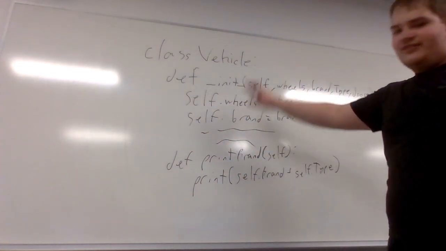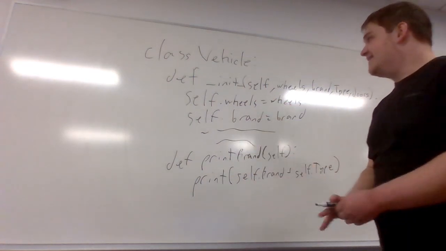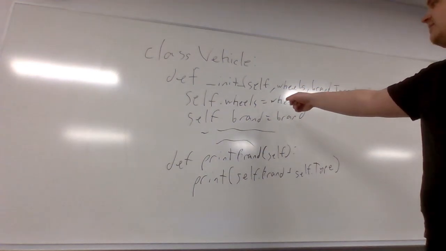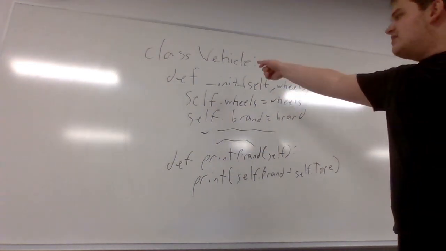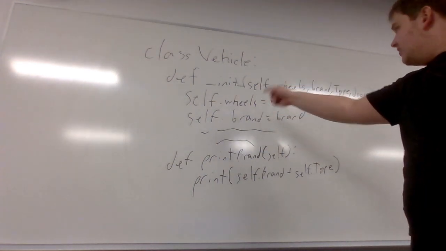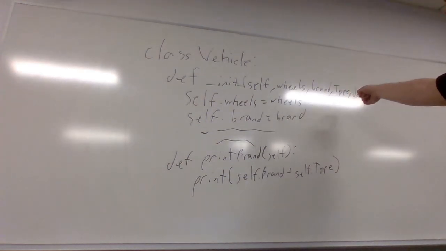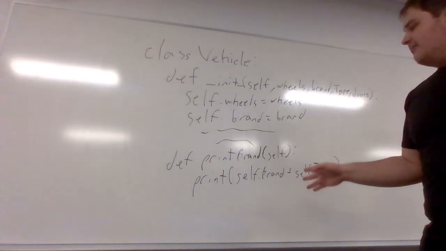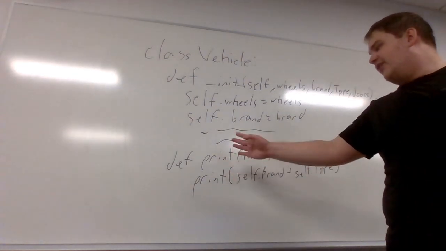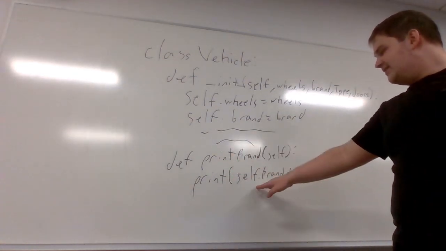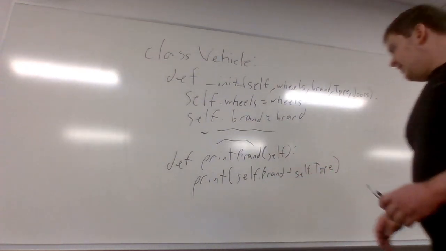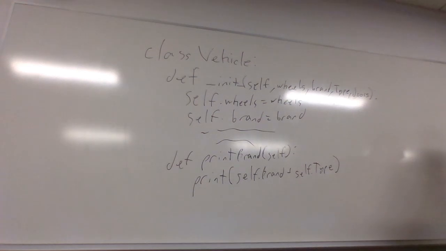So now we defined our class. This is literally our class blueprint. We're saying that it's going to have these attributes, so that the vehicle is going to have number of wheels, the brand, the type, and the number of doors that it has. And the vehicle will also have a function called print brand, which will print the value of the brand and the type.